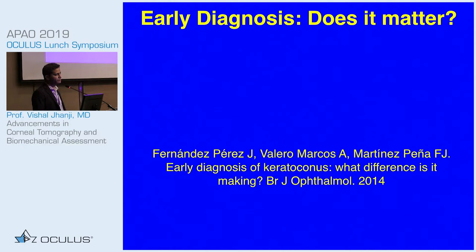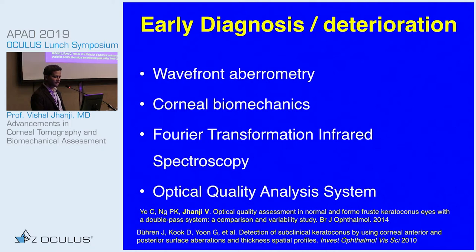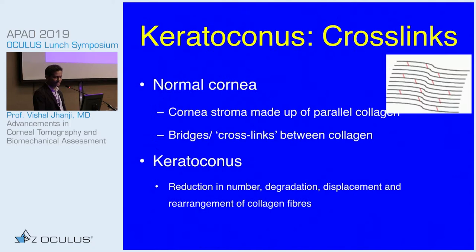This is a very beautifully written editorial in the BJO in 2014: "Early diagnosis, does it matter in keratoconus?" The authors moved a bit more towards non-tomographic diagnosis, or at least the importance of non-tomographic diagnosis. This is what has been discussed in that review article: wavefront analysis, corneal biomechanical changes in the diagnosis of keratoconus, FTIR, and the optical quality analysis system. We did have access to the optical quality analysis system a few years ago, and it does pick up cases of keratoconus, but the repeatability was seriously questionable in most of these devices. So today we're going to focus on corneal biomechanics and its importance in keratoconus.